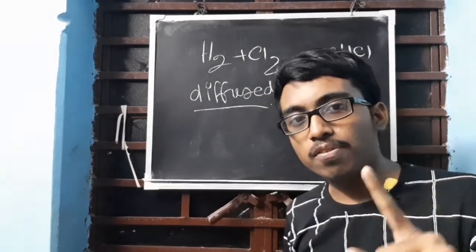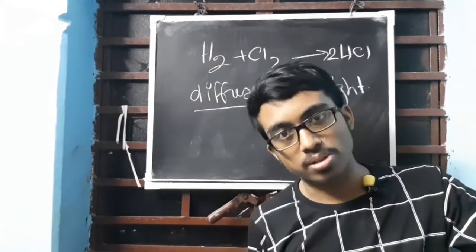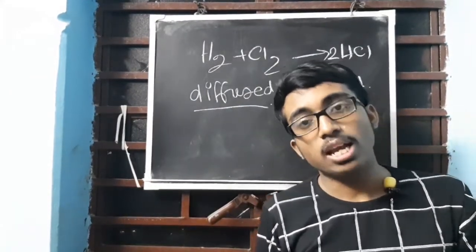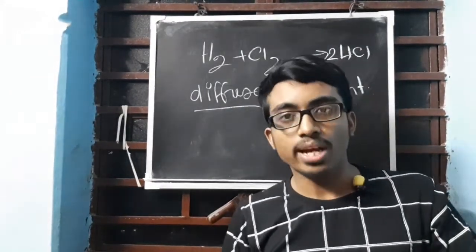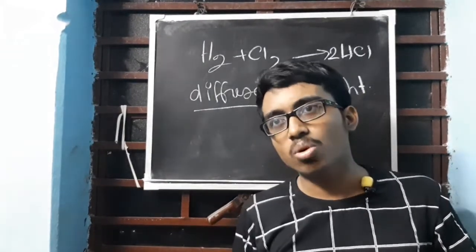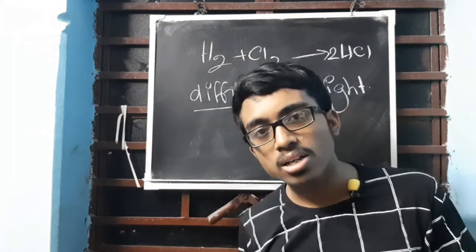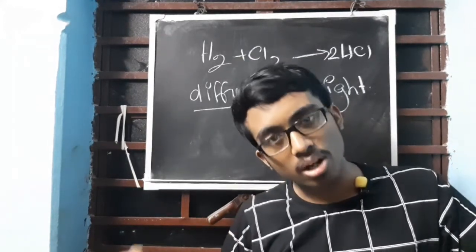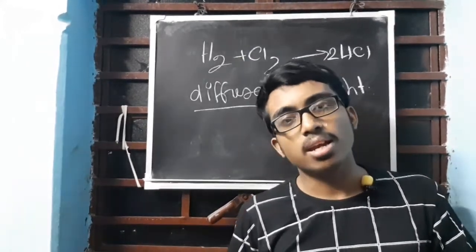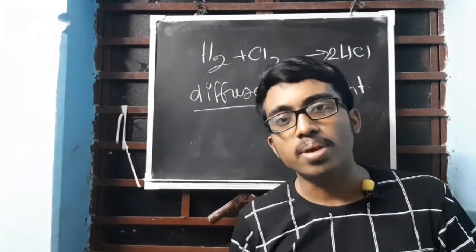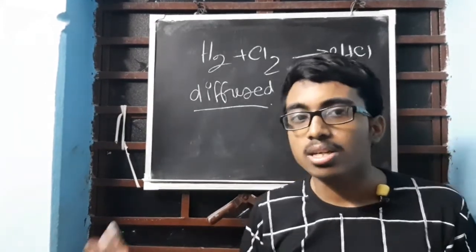Why diffuse sunlight? First reason, if you give direct sunlight, explosion will occur. And if you do not give light, no reaction will occur. I will not say no reaction, but a very negligible reaction. So in the dark, the reaction is negligible. In direct sun rays, it will be explosive. So what we need is diffuse sunlight.